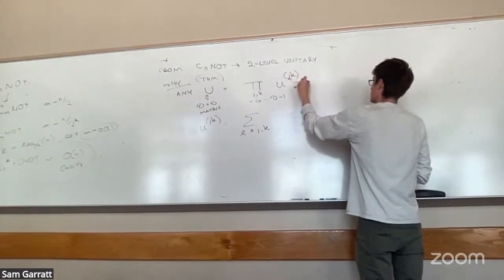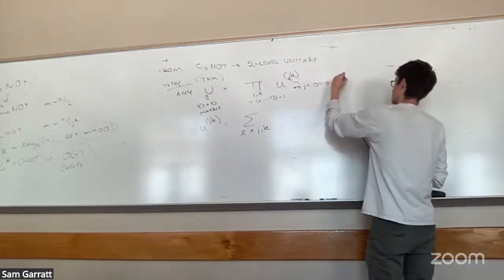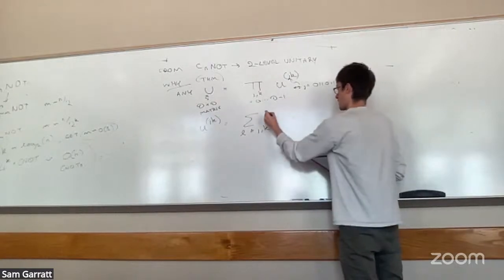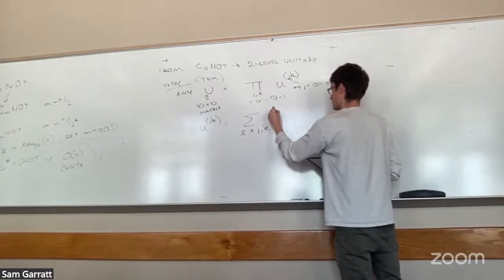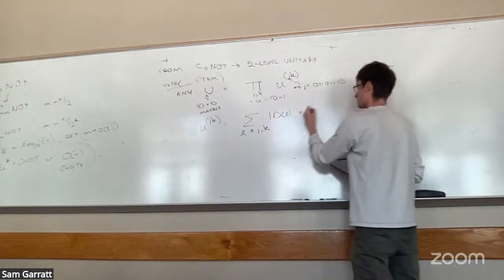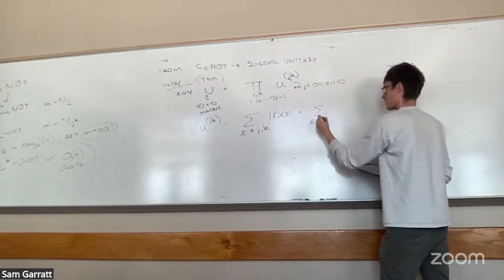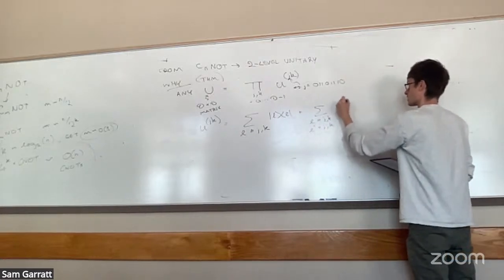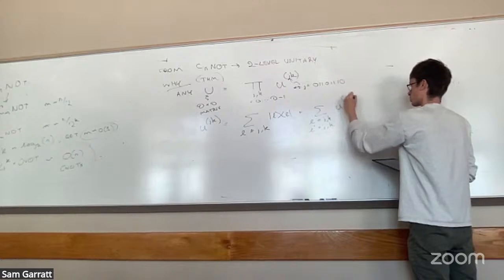E.g., like j you can think of as 0, 1, 1, 0, 1, 1, 0. So if L is not equal to j or k, then we act with the identity. So identity operation is just this. But then for L equal to j or k and L prime equal to j and k, then we have something non-trivial.